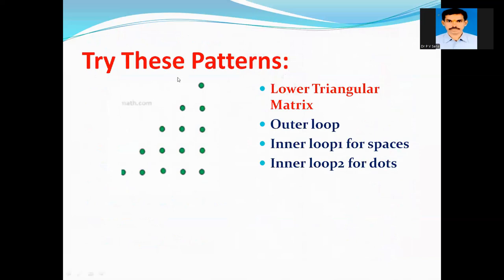Can you try these patterns? Here we are printing a lower triangle matrix. Here there are spaces. For the spaces, you need to use an inner for loop. You need to print space in double quotation marks in the pattern. The next inner loop, that is the J loop, prints the dot instead of values. It is the same as our previous program. In place of stars, we are printing spaces. In place of values, we are printing dots.